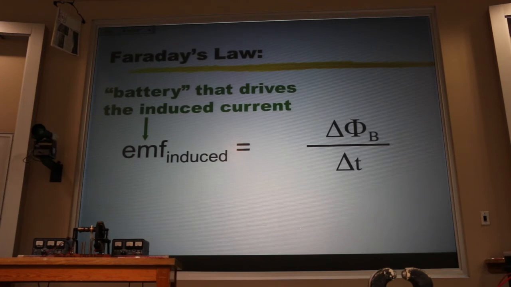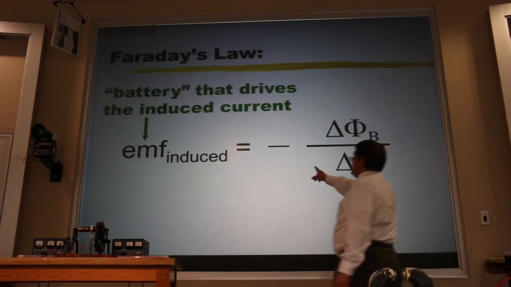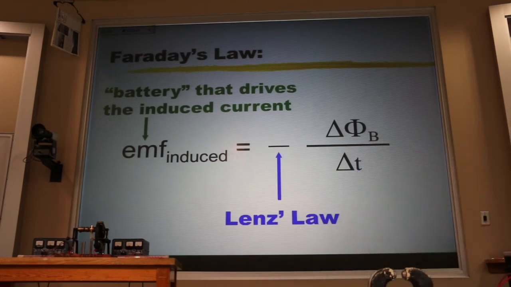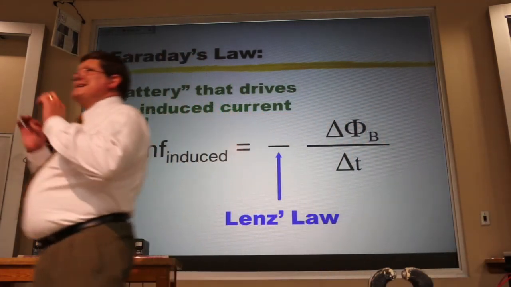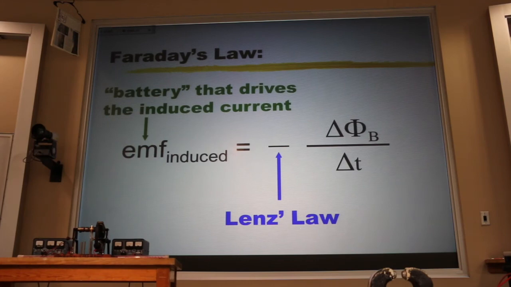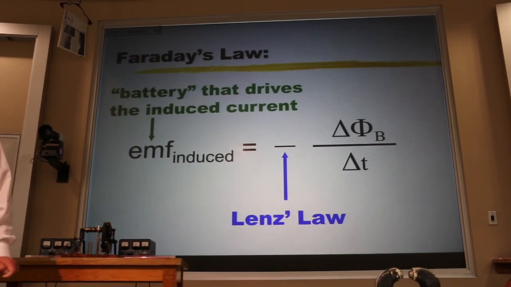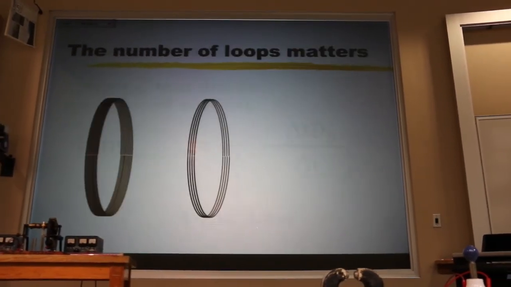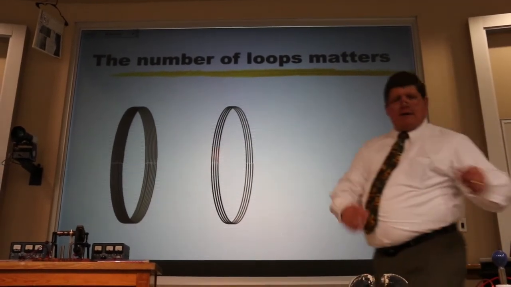The part that's missing is the most famous minus sign in all of physics. It has its own name. It's called Lenz's Law. It's going to be the topic of this week's tutorial and the topic of Wednesday's lecture. You are going to find that that minus sign means fight. The EMF will be set up always, always, always to fight any change in magnetic flux through a loop.